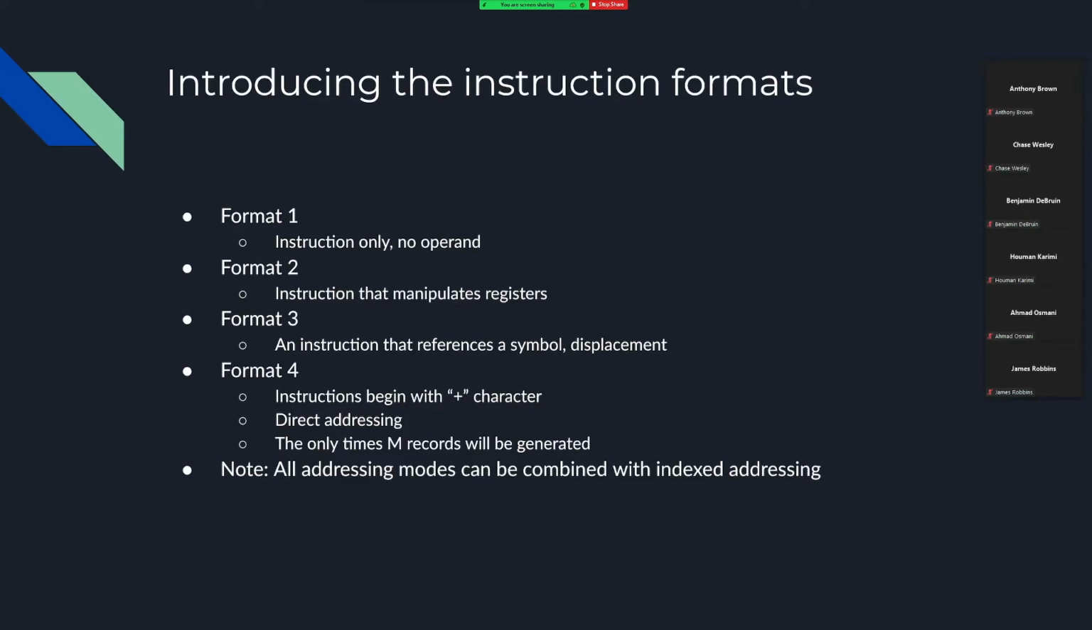Okay, so the formats that the function handles: format 1, obviously, is just an instruction. It'll print back the opcode. And then we have format 2, which can handle 2 registers being given to it, as well as if there's only 1 register reference. Format 1 is if there's just the instruction. Format 2 is if there's the 2 registers or 1 register. Format 3 is a big one. For the ones that have displacement, it handles those. There's a lot of checks in there for format 3. Format 4 is when they begin with the plus symbol, direct addressing, and that's also when M records are generated as well.